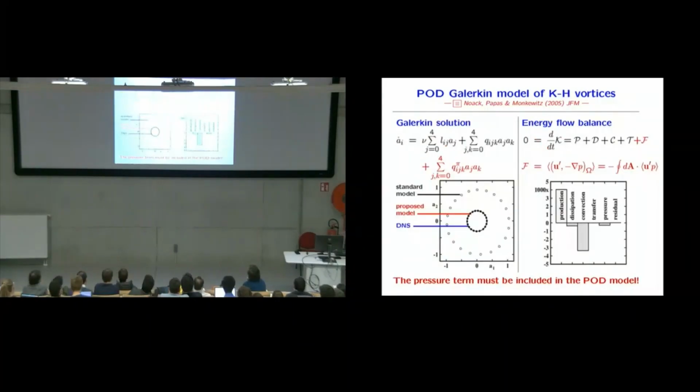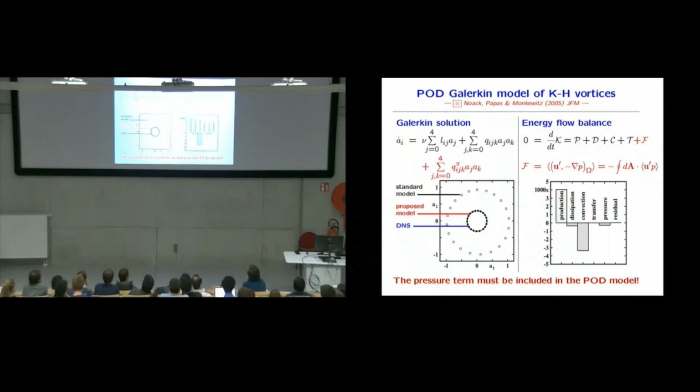When we do the Galerkin system and ignore the pressure term, we get this limit cycle here for the DNS, and this is the limit cycle without the pressure term. So we are far off, and when we add the pressure term, we are again on the limit cycle. So here we need to include the pressure term. Just some warning for the practitioners. Now you can ask, why is the pressure term so important?